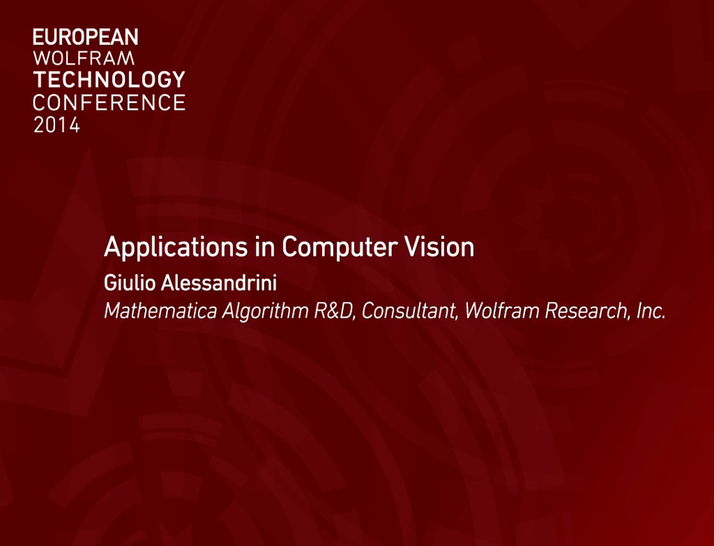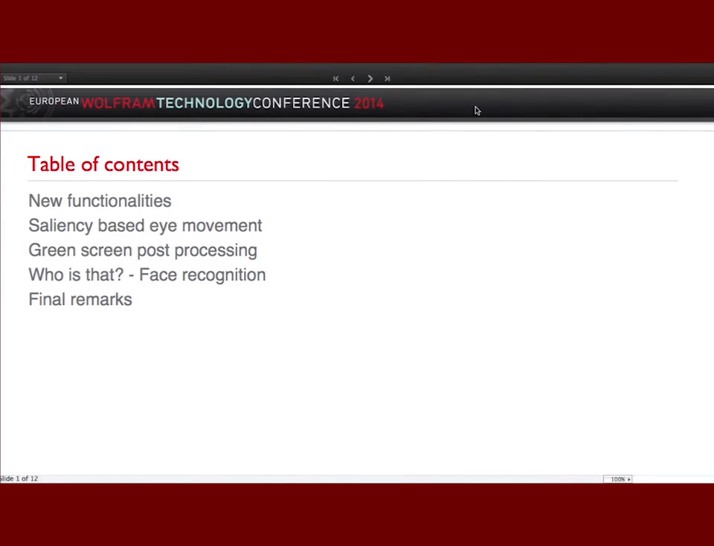To get a soft start, we start with some new functionalities, new low-level functions, building blocks that you can use to build your algorithms, and then we'll have three application examples. First thing, we have added barcode support to Mathematica.